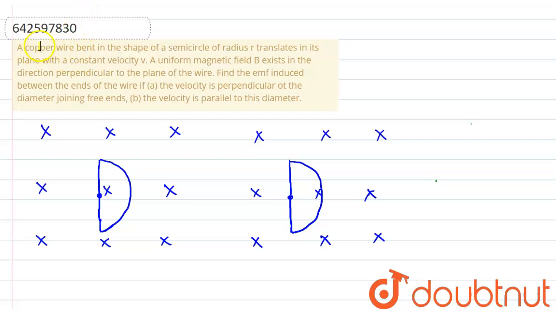This problem says that a copper wire bent in the shape of a semicircle of radius small r translates in its plane with a constant velocity v. A uniform magnetic field B exists in the direction perpendicular to the plane of the loop of the wire. Find the EMF induced between the ends of the wire if in the first case the velocity is perpendicular to the diameter joining the free ends, and in the second case the velocity is parallel to this diameter.